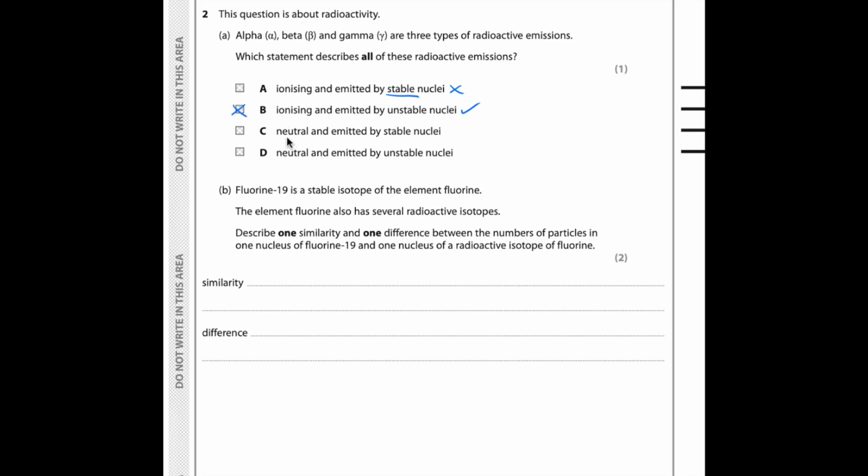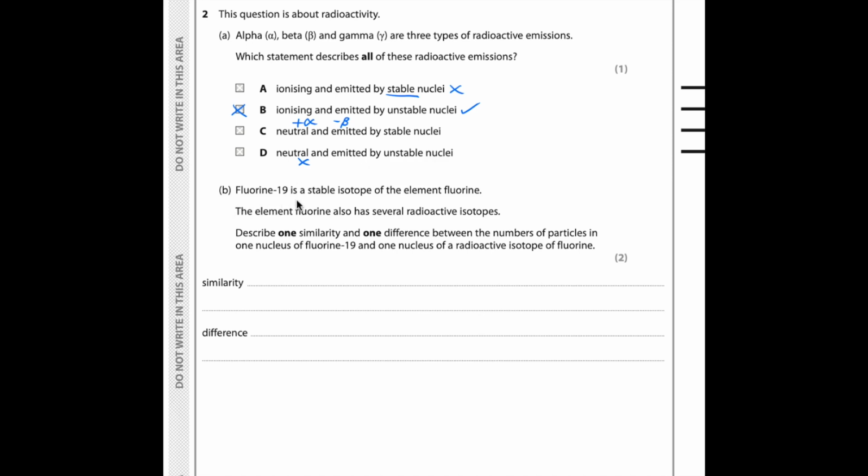We'll just double check. Neutral and emitted by stable nuclei. No. Alpha is positive. Beta is negative. So that's wrong. Neutral and emitted by unstable nuclei. No. Once again, neutral, incorrect.